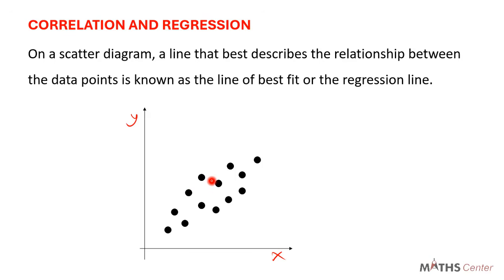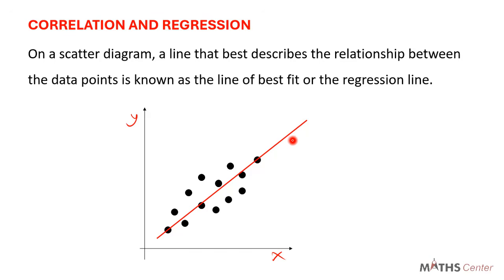They are all not in a straight line. And so we usually want one line that best describes the behavior of the data points, that best describes the relationship or the connection between the data points. And that line is known as the line of best fit or the regression line. So for example, with a data point like this, we can draw a line like this.